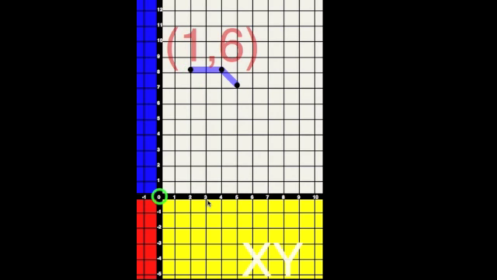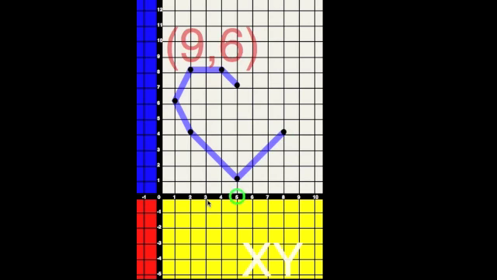What do we got here? Hard to say at this point. Over 1, up 6. Got it. Over 2, up 4. Press the space bar. There's another point. Okay, we've got 1, 2, 3, 4, 5 points already. Now we got one at 5, 1. There's over 5, up 1. Got it. Over 8, up 4.